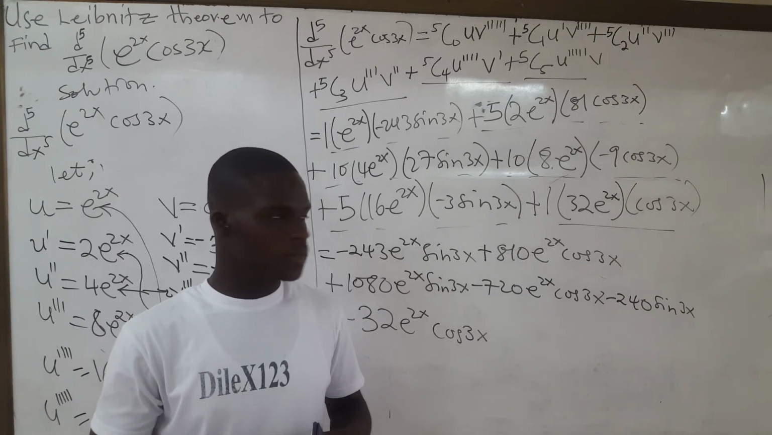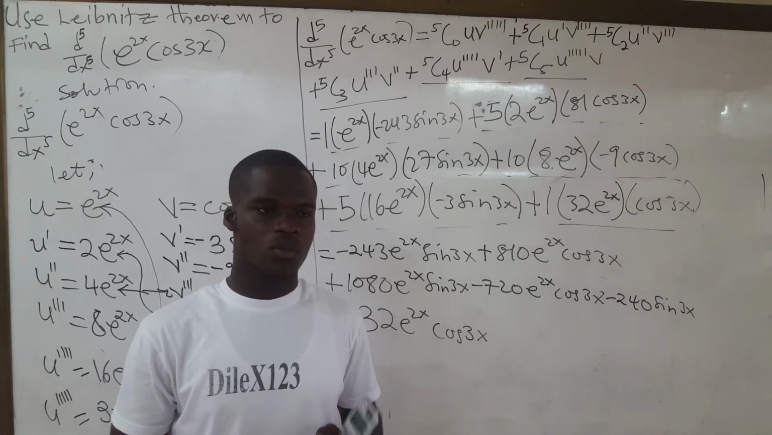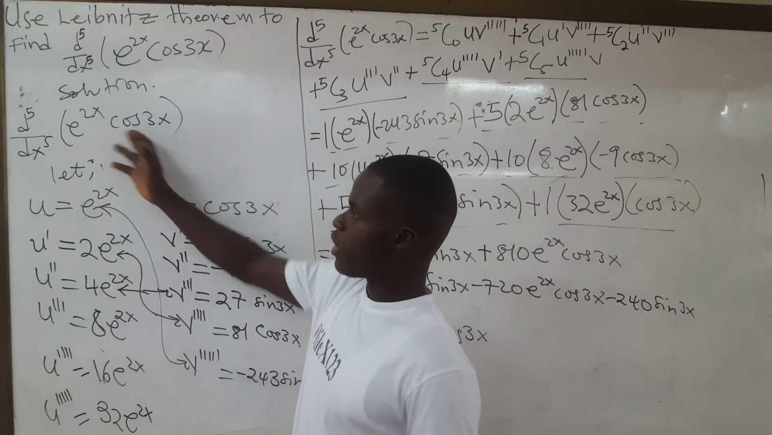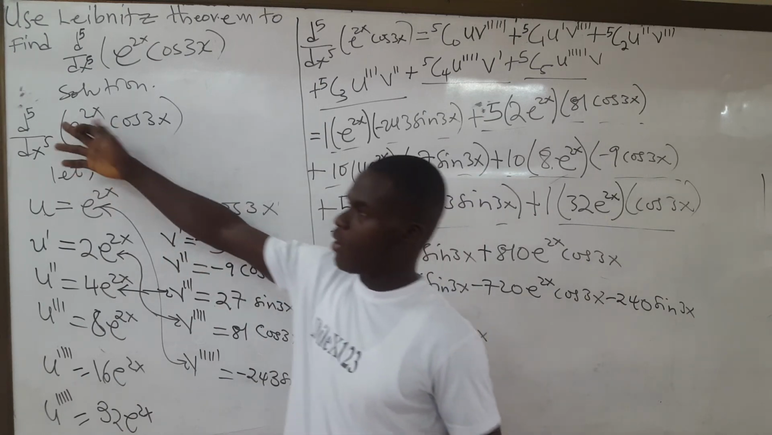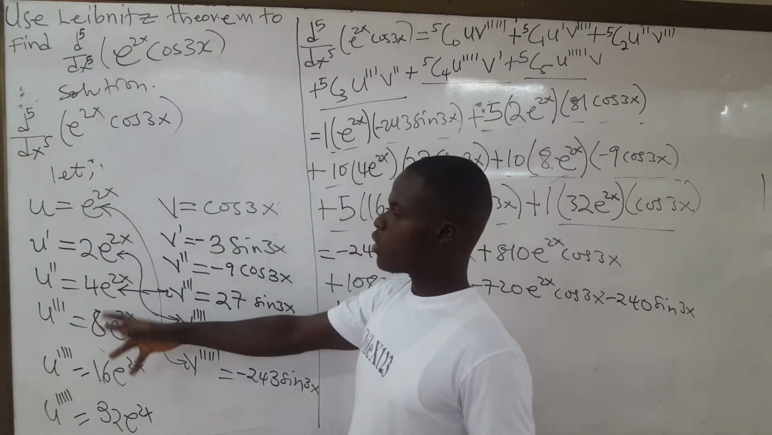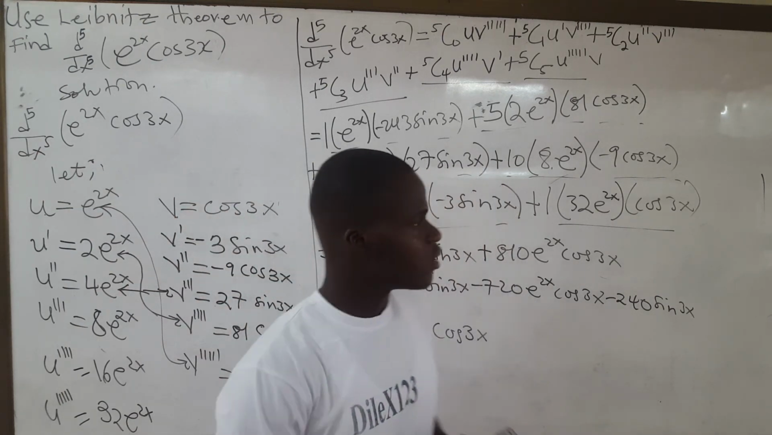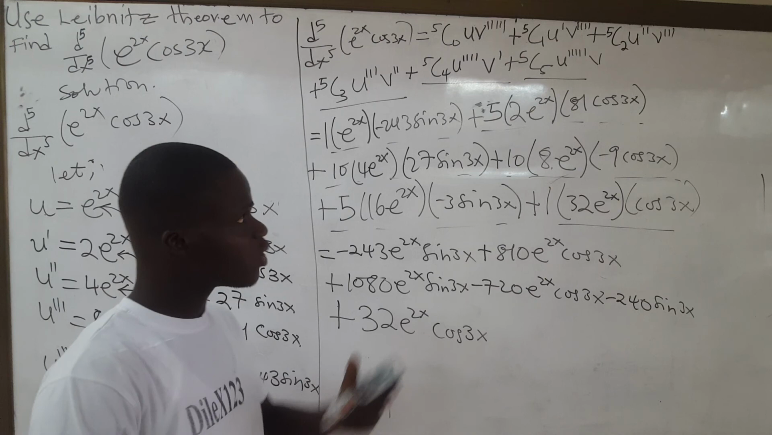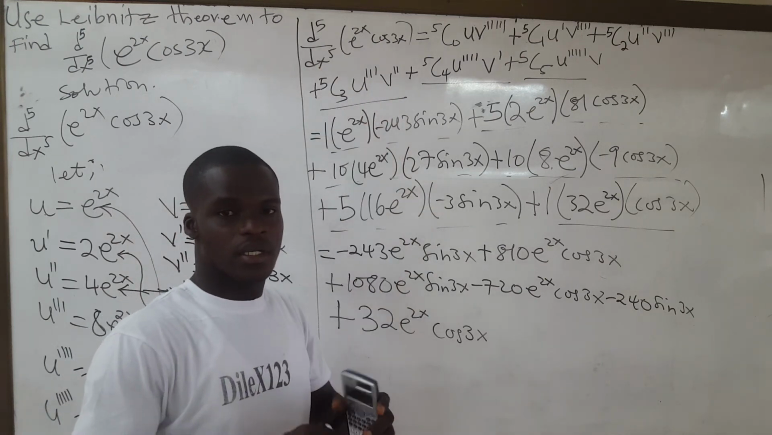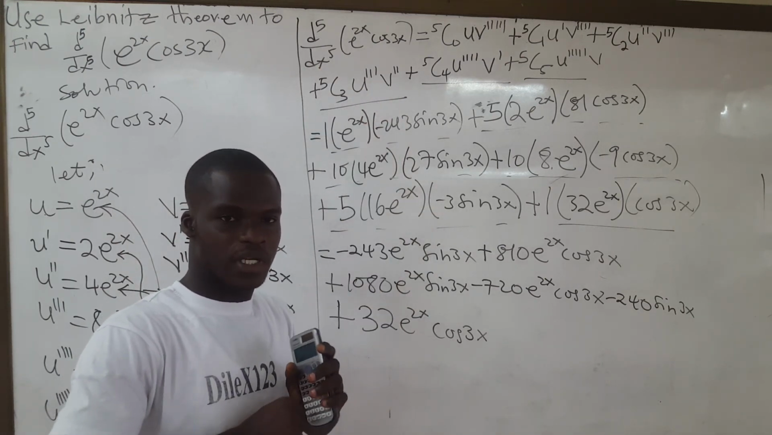Using Leibnitz theorem. So it's a very simple theorem. The first thing you need to do is break this down into the power of the differential they expect you to do. Then you match first to last, second to last, till you are done. Then you match them with the corresponding combinations. Then at the end you just finish.